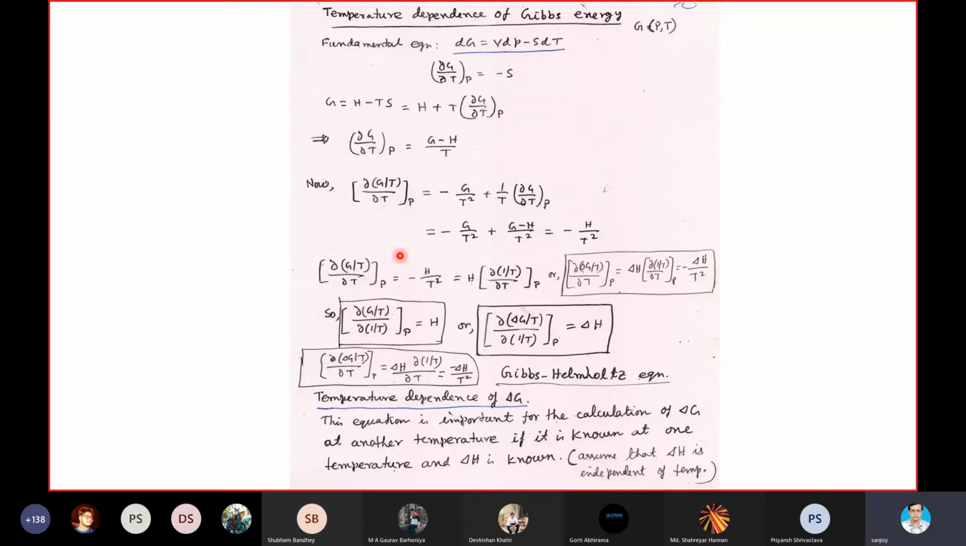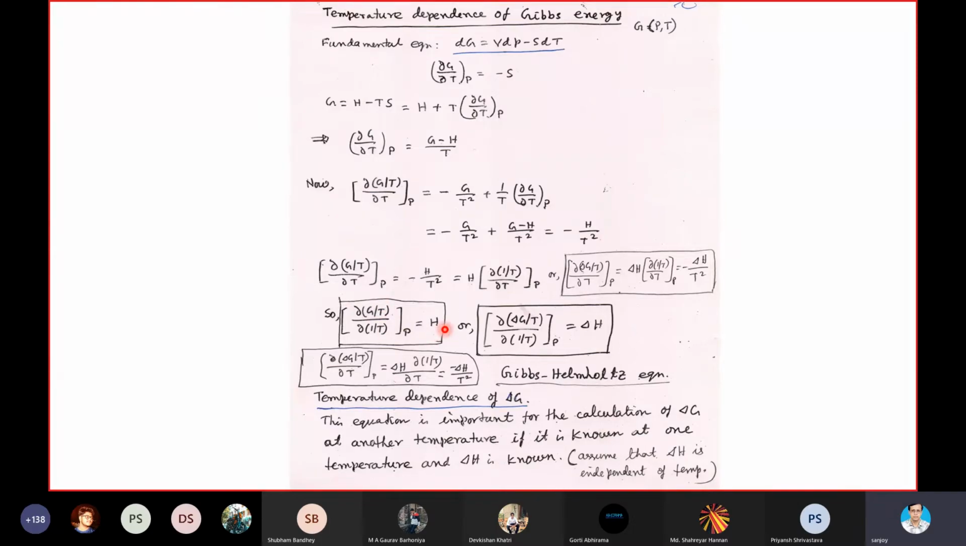So the expression we are getting is that the derivative of G by T with respect to temperature gives us minus H by T square. Now H by T square I can write in differential form, because you know the derivative of 1 by T is minus 1 by T square. So I can write an equivalent expression like this, because I wanted to bring a similar type of differential on both sides. Rearranging, I can bring del 1 by T to this side, so it becomes del (G by T) by del (1 by T) equal to H.